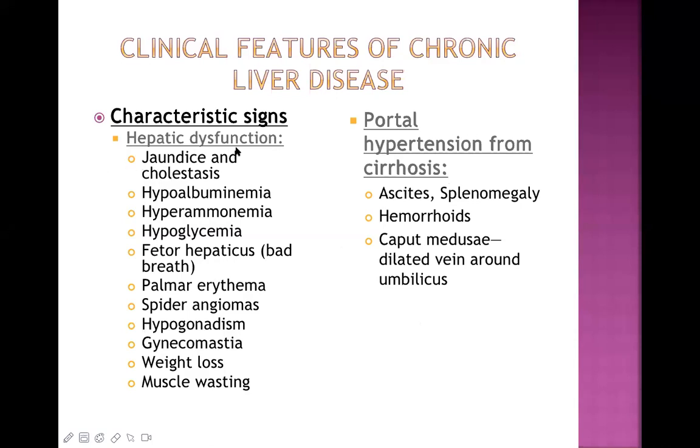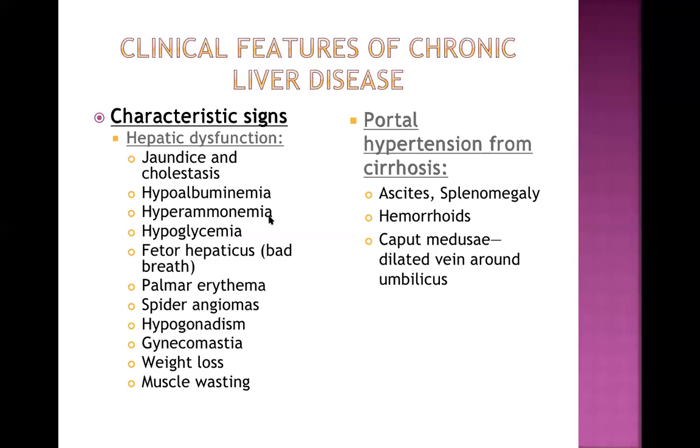Now because of hepatic dysfunction, jaundice and cholestasis occur. This jaundice is mainly hepatocellular jaundice or hepatic jaundice, but I already told you those small biliary duct which are present inside the liver can also be damaged in this disease, and that is called cholestatic jaundice. So both can be there. Hypoalbuminemia, because albumin is not synthesized.